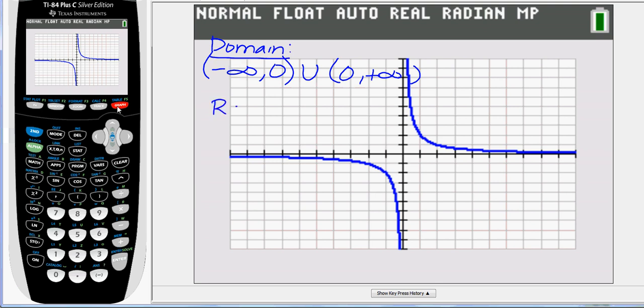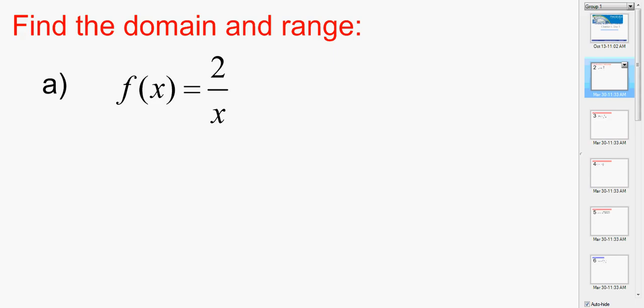Okay, my range will be the same thing. The only y value that's not listed, because I have a horizontal asymptote right here, the only y value that I don't have is also 0. So it will be exactly the same thing in this case for your domain and your range. Okay, so there's that one.